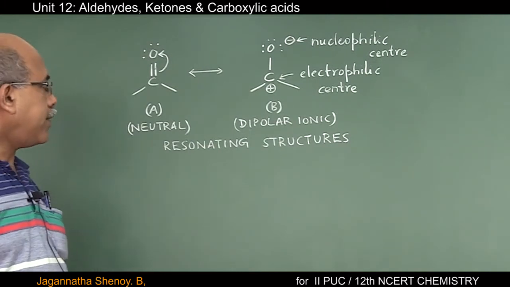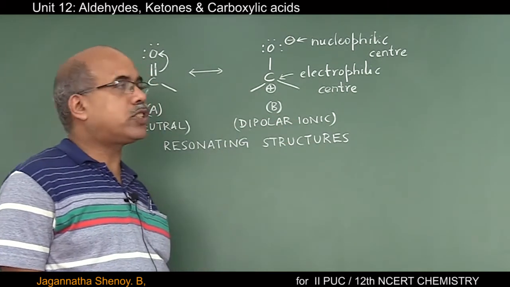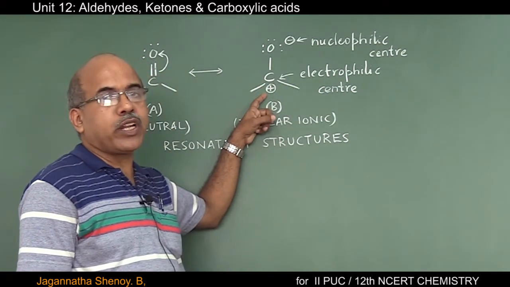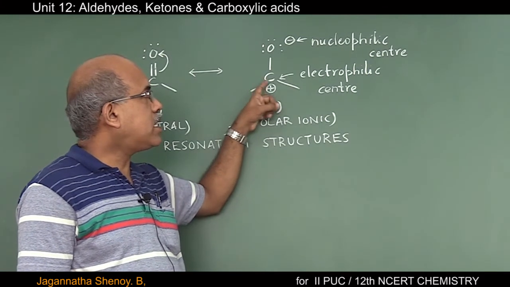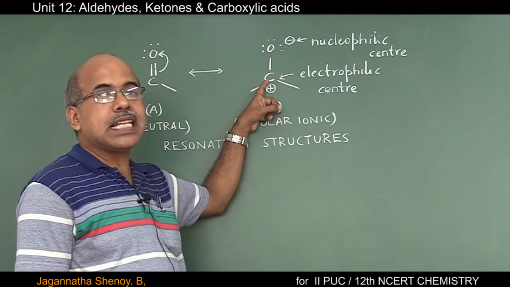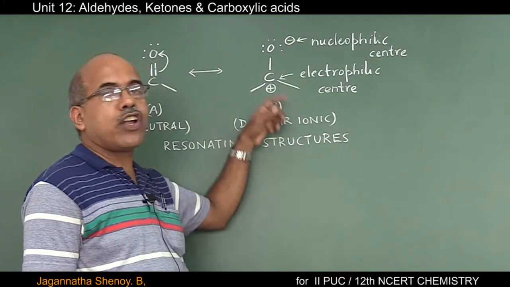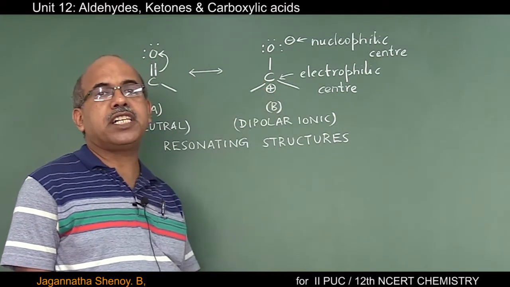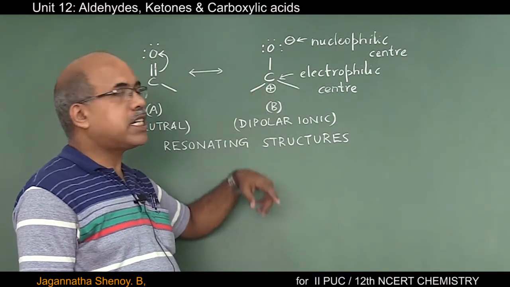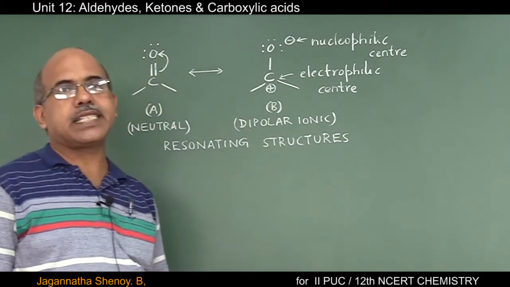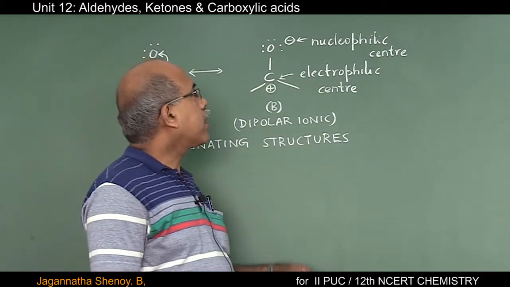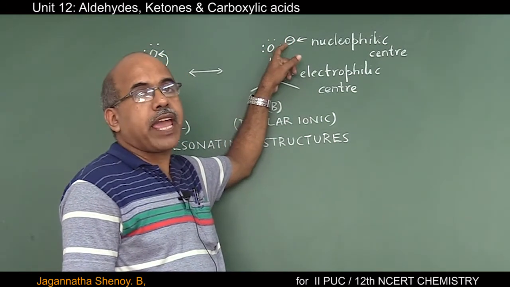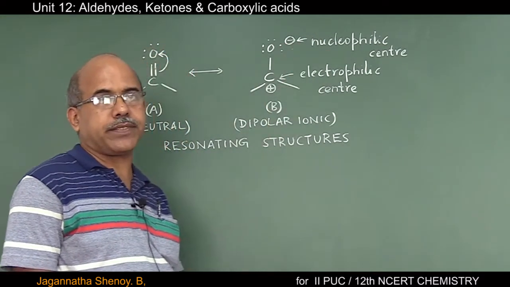Then, when you look at the dipolar ionic structure, you can make out that a positive charge is present on the carbonyl carbon. That is why this particular point can be easily attacked by an electron-rich species, or in other words, this is an electron deficient site, and an electron deficient site is called an electrophilic center. The same way on oxygen, because you have higher electron density, this will behave like a nucleophilic center.